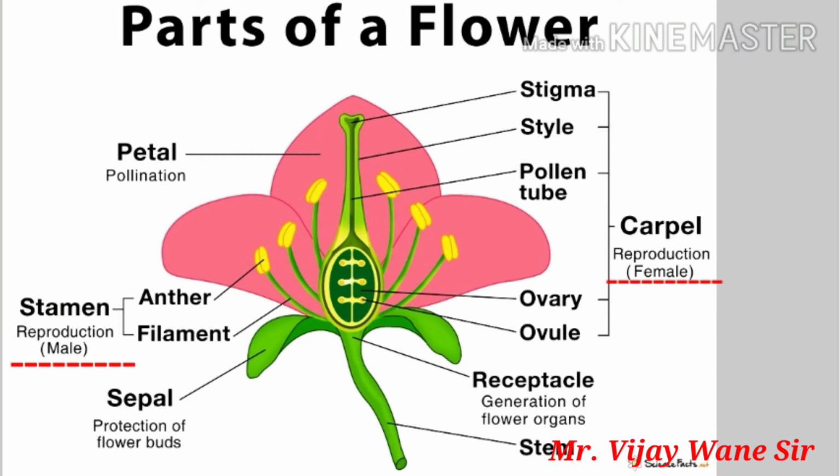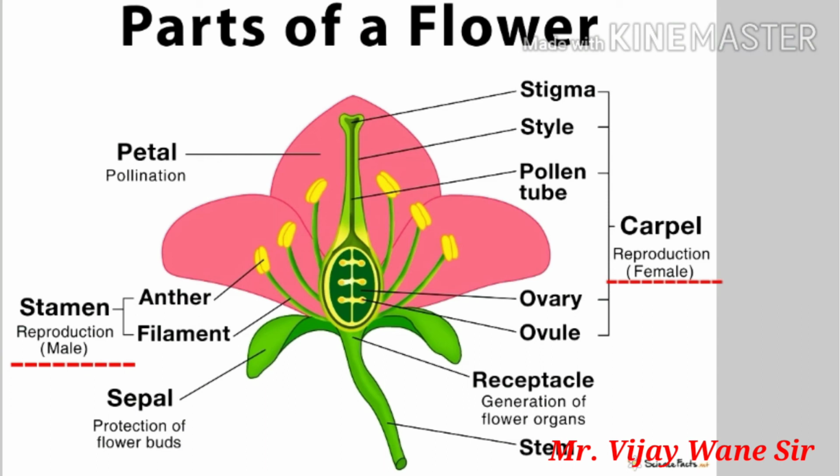So here in this diagram we can see the male and female part in one flower itself. So such a plant or flower is called a unisexual flower or plant because both male and female parts are present in the same plant or flower.